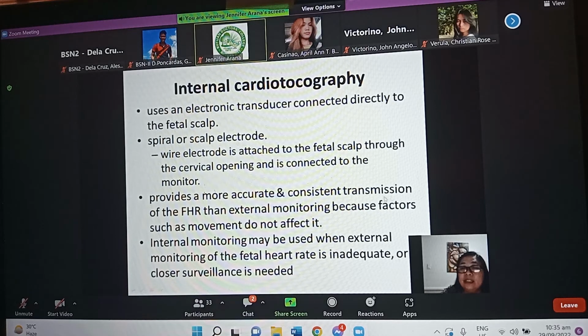As what I've said, it may be invasive, it may be risky, dangerous, but it provides a more accurate and consistent transmission of the fetal heart rate than the external monitoring, because factors such as movement do not affect it. Unlike the external monitoring, di ba, pwede ma-accurate ang result brought about because of maternal and fetal movements. But this one, in internal cardiotocography, it is not affected by maternal and fetal movements. Internal monitoring may be used when external monitoring of the fetal heart rate is inadequate or when closer surveillance is needed.